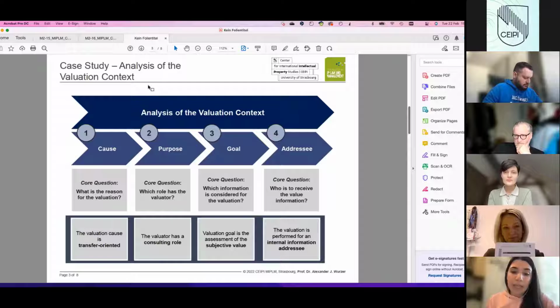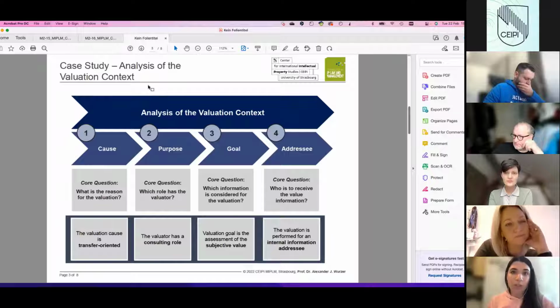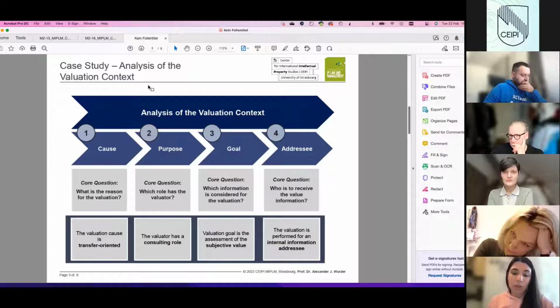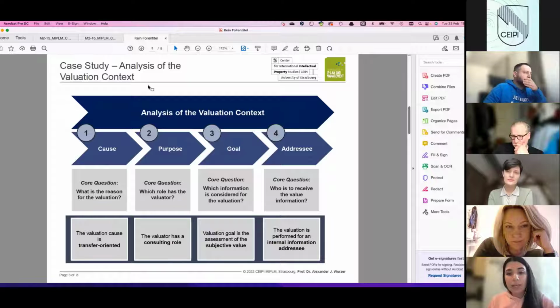From the very beginning, we have to get the answers to the following questions. Why do we need the valuation? In order to understand the purpose. What will be our role here, and what is the main goal? And who will receive the report in the end, in order to understand the addressee. And now I give the floor to Stefan.